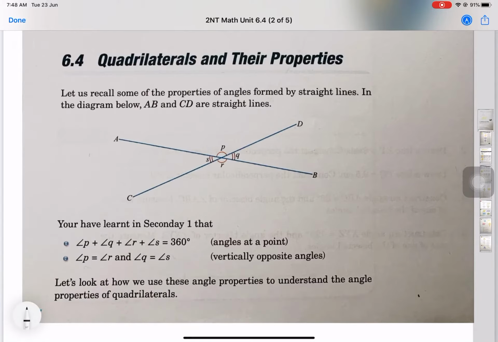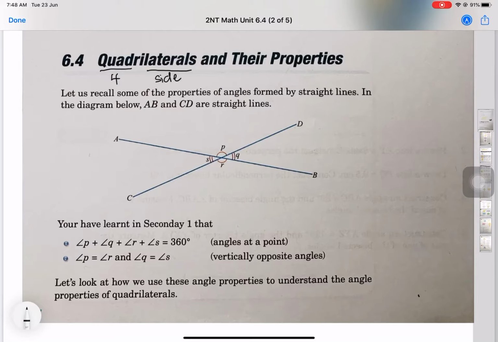Okay, so I learned this. Quad means 4, and lateral means side. So when we say quadrilaterals, it means 4 sides. Yep, that's what I learned from the internet yesterday.